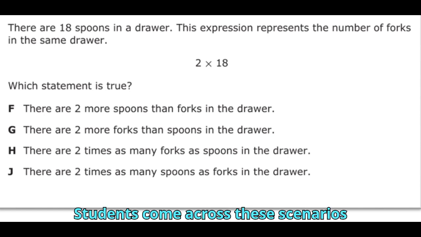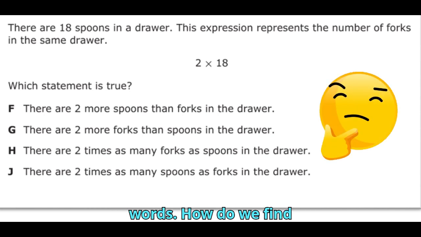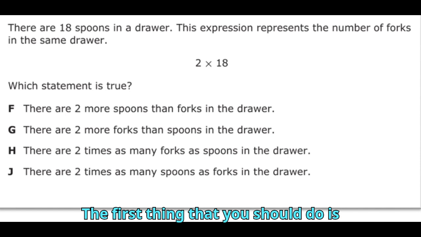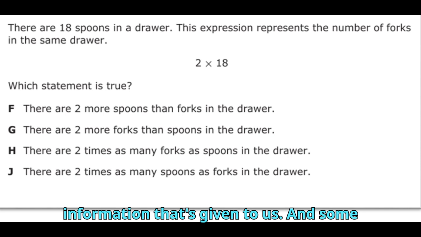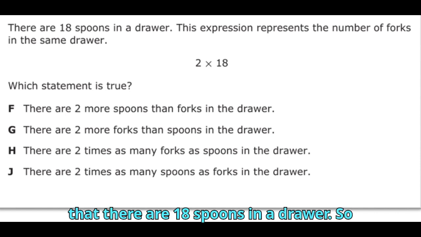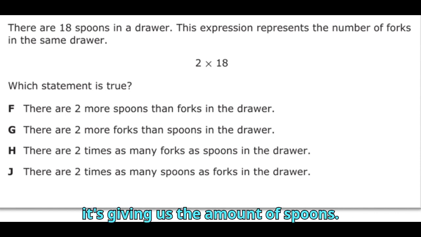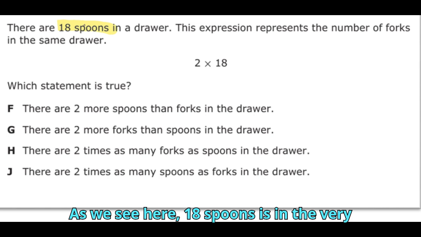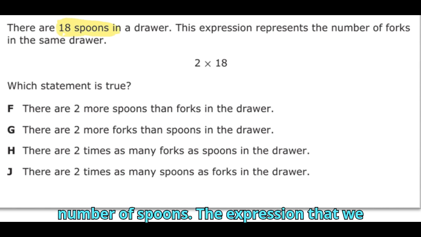Students come across these scenarios actually quite often because it's not just about us solving, it's about us finding the relationship. Even though all of this is given in words, how do we find the mathematical relationship within those words? The first thing that you should do is actually go back and find any information that's given to us. And some information is given to us in the very first sentence. It tells us right away that there are 18 spoons in a drawer. So it's giving us the amount of spoons. As we see here, 18 spoons is in the very first sentence. So we already know the number of spoons.